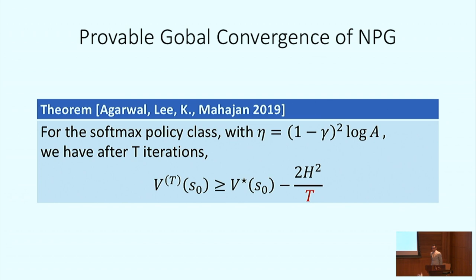This is a bit surprising. One, it's just surprising because it's clean. There are no crazy constants or anything like that. Why else is it surprising? There's no dependence on S or A. So there's no dependence on the size of the state space or the size of the action space. So it's truly dimension free. Yes?